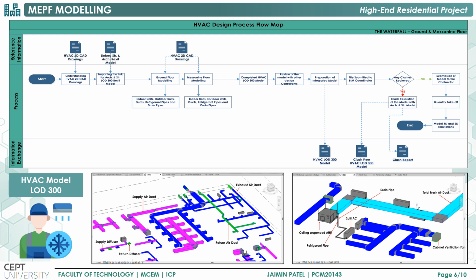Next comes the MEPF modeling. So firstly, the scope we consider for MEPF modeling is only the ground floor and mezzanine floor. Then there is a design process map shown for HVAC model, and the model elements are mentioned for HVAC model, which are ducts, indoor units, outdoor units, and refrigerant and drain pipes.